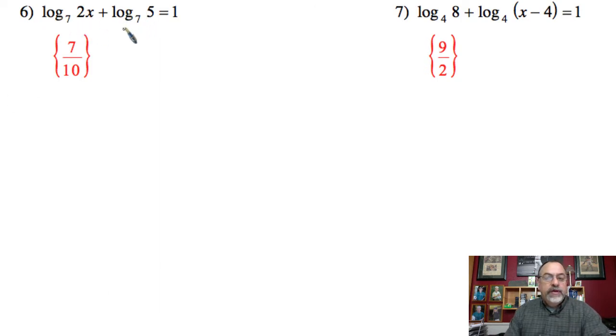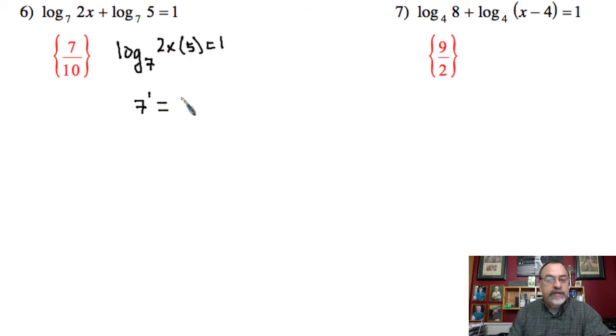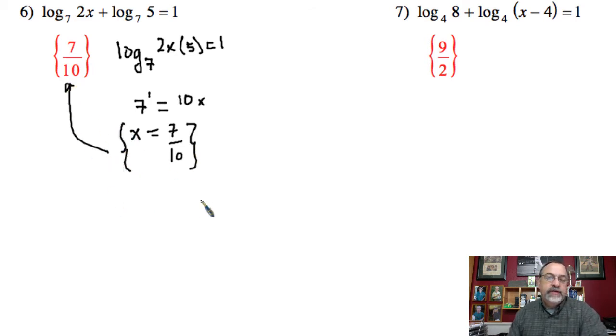We have multiple logarithms, so we need to get that down to a single logarithm. So it's base 7. So we have log base 7. We have 2x, and then plus means times 5 is equal to 1. Now that we have a single logarithm, we can change it to its exponential form. So we have the base here is a 7. This is the exponent to the first power. Gives me then 2x times 5 is 10x. Then I simply solve this, dividing by 10, so x is 7/10. Okay? So it's really no different. Different base just gives us a different value that we're going to have to solve for.